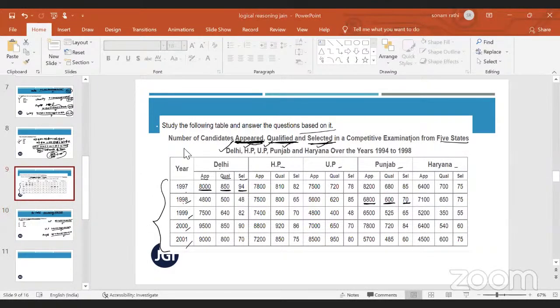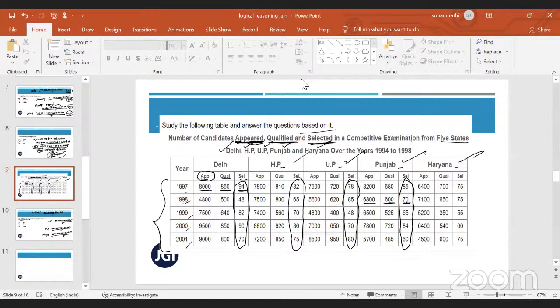Okay, now look into this table. This is given for Delhi, this is given for HP, this is given for UP, Punjab and Haryana. This is appeared students. Appeared means how many people write the exam. Qualifying means how many people clear the exam. And selected means how many people are actually getting selected. So for Delhi, we will add this. For Himachal, HP, we will add this. For UP, we will add this. For Punjab, we will add this. For Haryana, we will add this. And then divide by 5, because the number of years is how many? 1, 2, 3, 4, 5 years are given to you. Right?